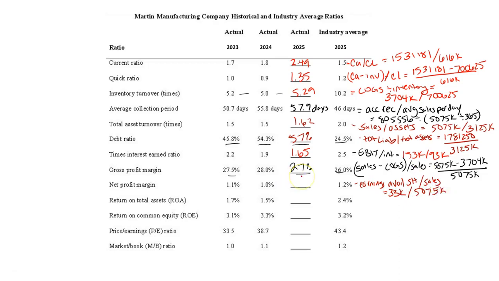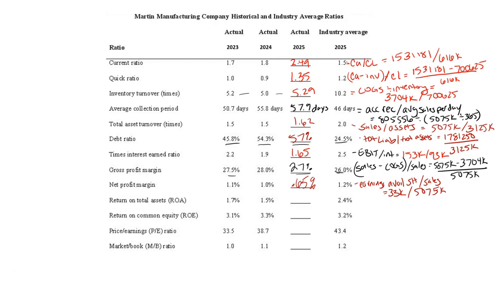So that's 0.65%. So our net profit margin has declined dramatically from 1.1% to 0.65% in 2025, with the industry average being 1.2%. So we're looking at half of the profitability of our competitors. So that's not painting a very pretty picture for our company.